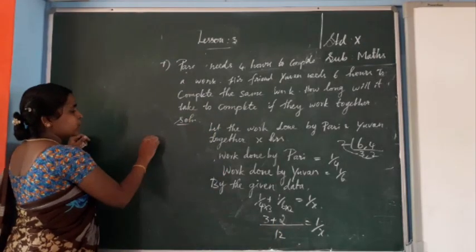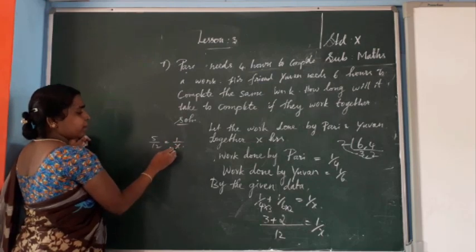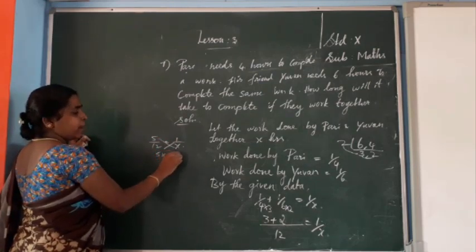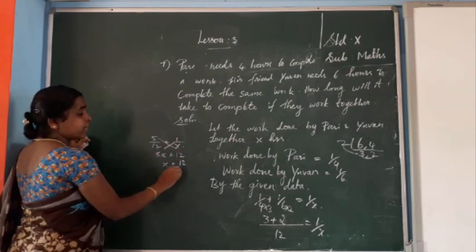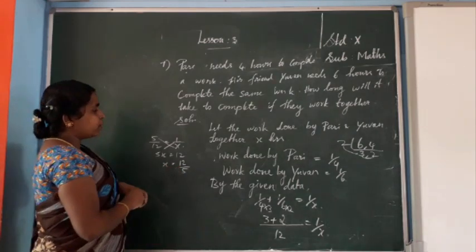So 5 by 12 equal to 1 by x. So cross multiply, okay. 5x equal to 12. Then x equal to 12 divided by 5, taking the 5 to the right-hand side. So this is fractional form, so you have to convert it, okay.